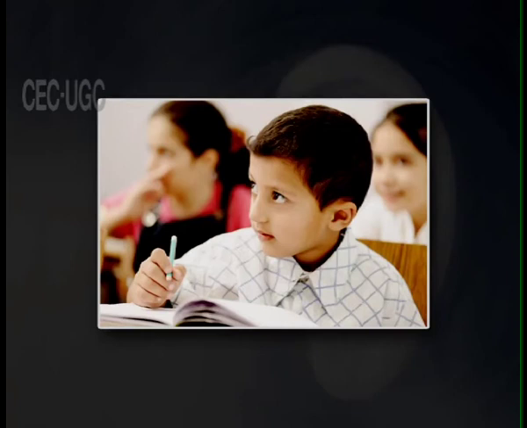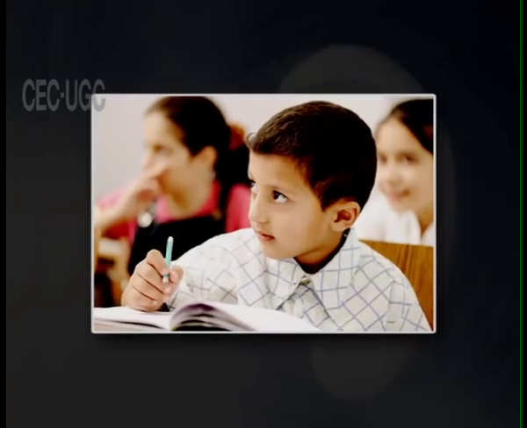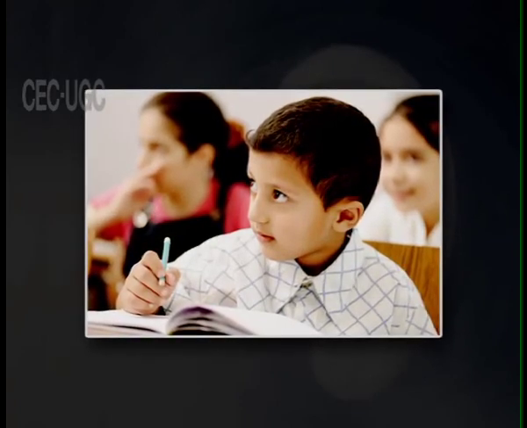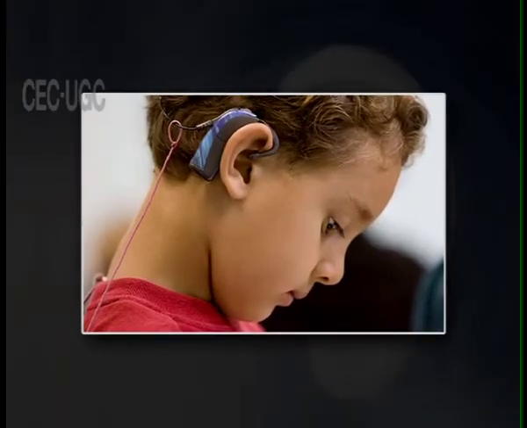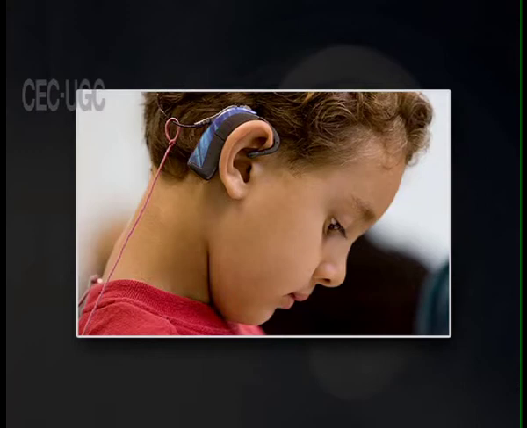Some children with mild hearing loss are not suspected of poor hearing until they reach the first grade. They are often thought to be slow because they cannot understand what the teacher is speaking and they respond erratically. When these children receive hearing aids, school becomes much easier for them.